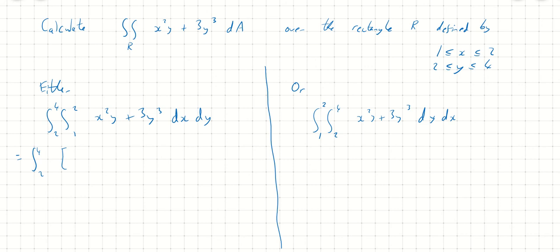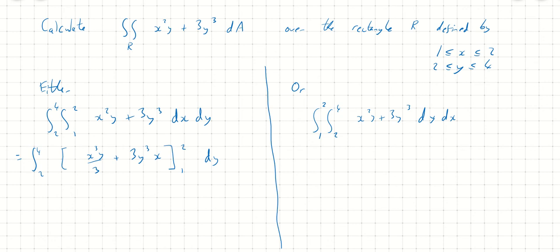So the integral of x squared y dx, where y is a constant, is just x cubed y over 3. And plus 3y cubed, again we treat y as a constant, so this is just 3y cubed x. And this is between 1 and 2. And we still have the outer integral that we haven't done yet.